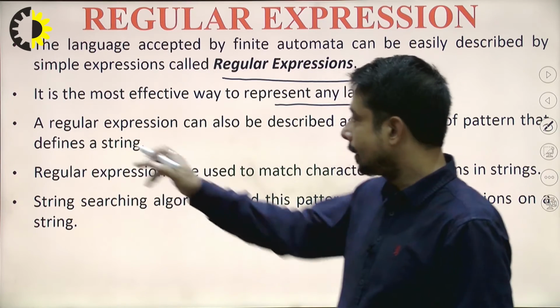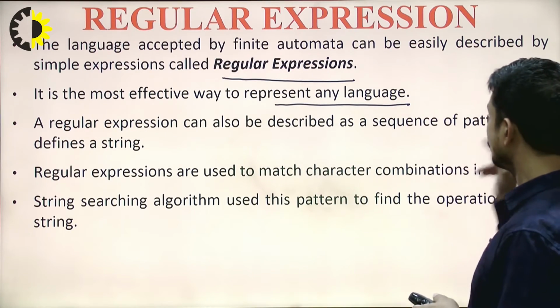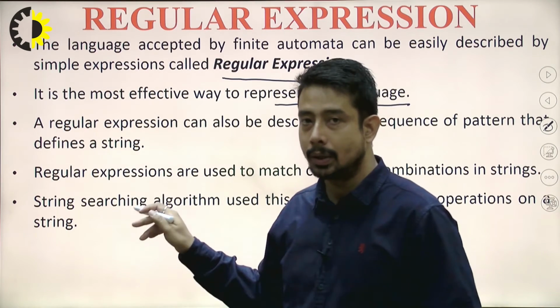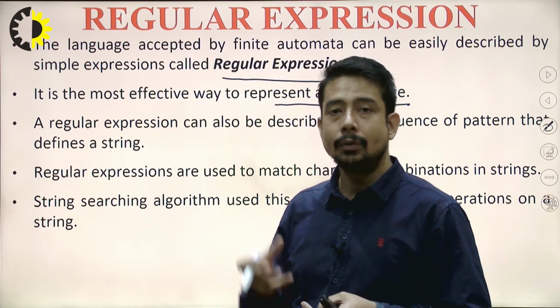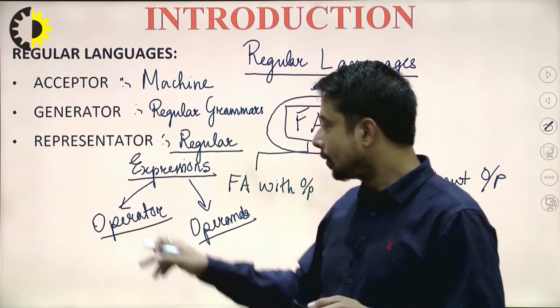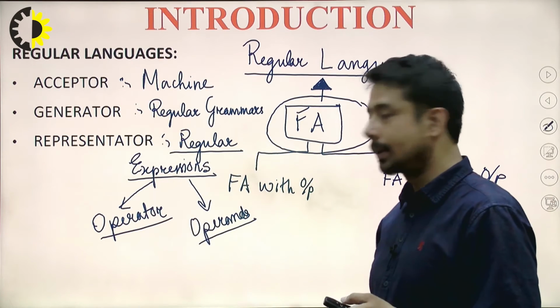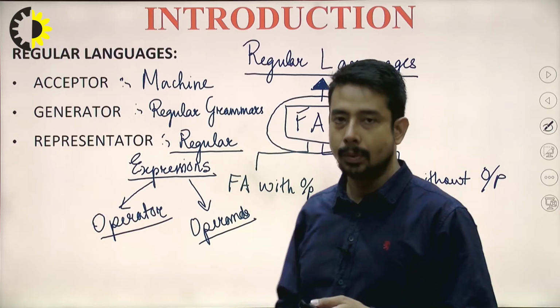Okay, the next, third point says that a regular expression can also be described as a sequence of patterns that defines a string. That means it will define a particular set of operands in the form of strings. I have told you, right, two things in an expression: operator and operands. These operands will be in the form of strings, and the operators I will discuss properly.